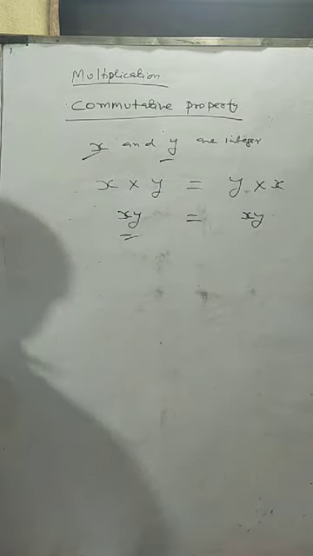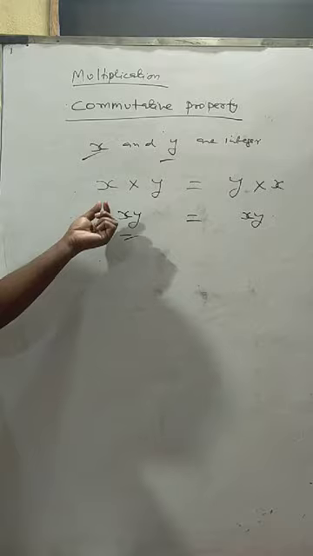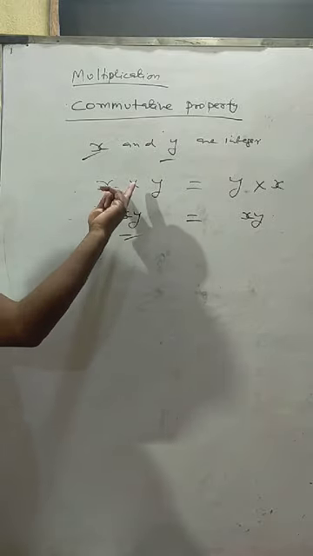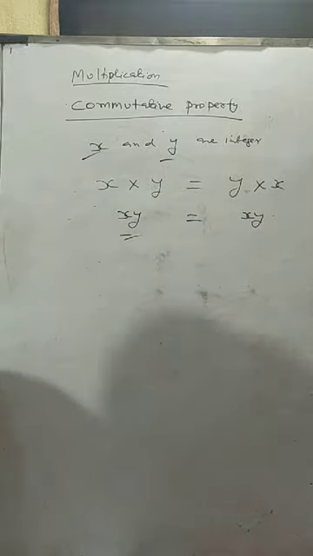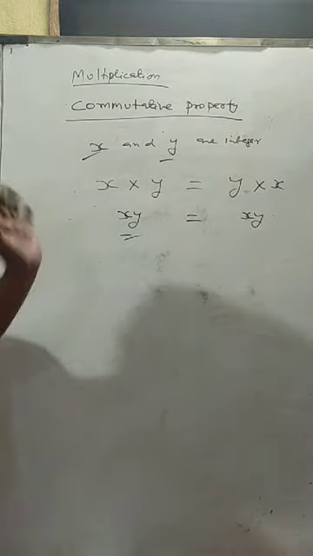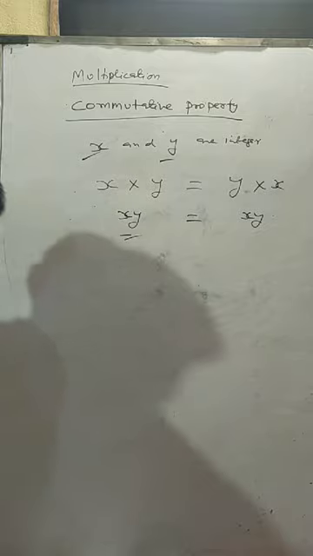Both are equal. There is no change in the result if we exchange the numbers, if we swap the numbers, if we change the position of the numbers. Both the results are the same. This is called the commutative property.